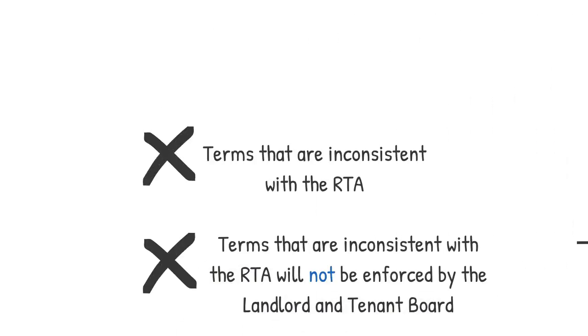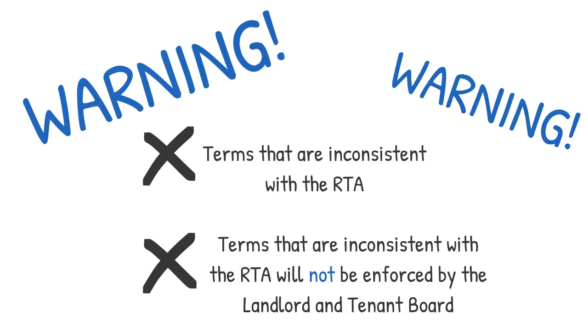The lease should not contain any terms that are inconsistent with the Residential Tenancies Act, such as prohibiting pets. If any of these terms and others that are not consistent with the Act are in your lease, that term will not be enforced by the Landlord and Tenant Board.